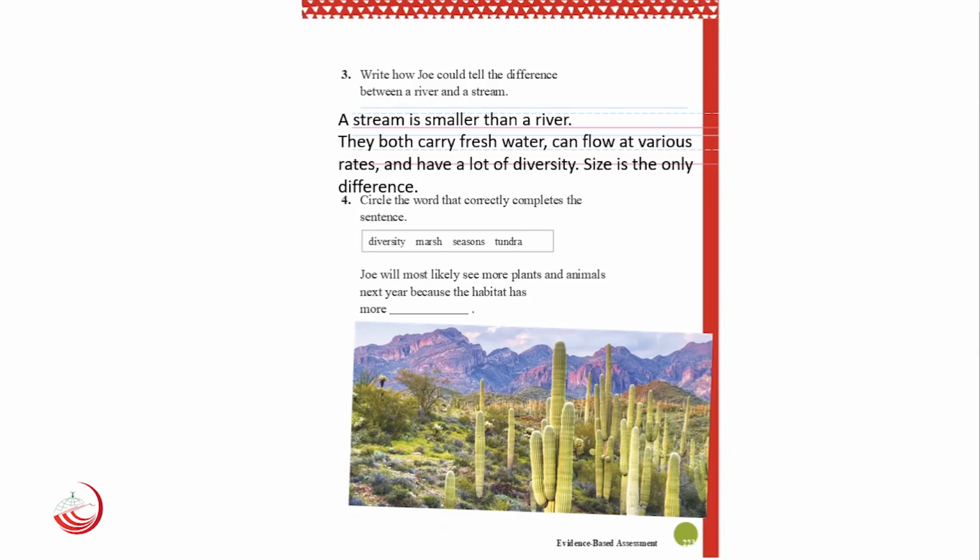Has more marsh? Well, marsh is a habitat, which is completely different than a forest. So the habitat has more marsh, which is a habitat, so it's not correct. Because the habitat has more seasons? There are only four seasons. We've talked about this before. There are only four seasons: winter, spring, summer, and fall or autumn. It's not in the book, but we've said it.